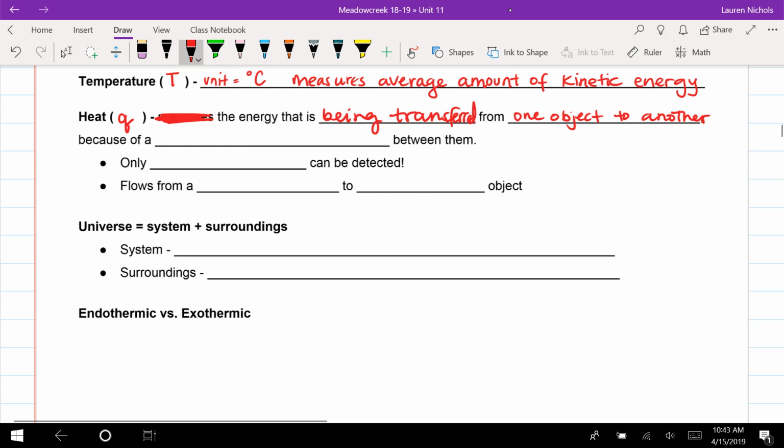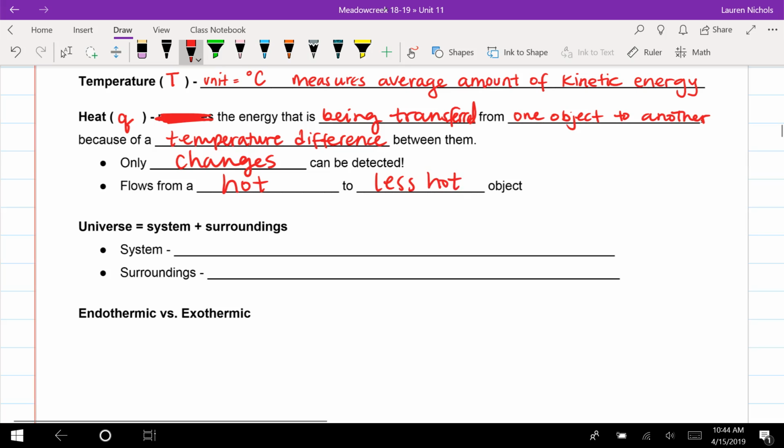And what's important is it's because of a temperature difference. If there is no difference in temperature, then there is no heat being moved back and forth. Heat is a type of energy. It's our thermal kinetic energy. And we can only detect changes in the heat or changes in the energy, as it's moving into one object and out of another object. And so heat is going to flow from a hot object to a less hot object.